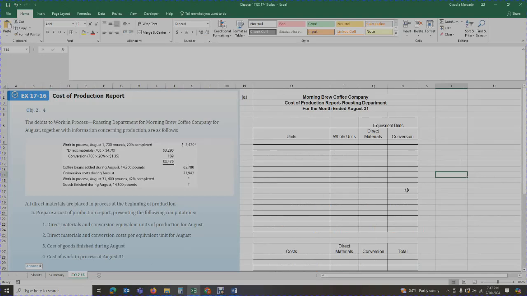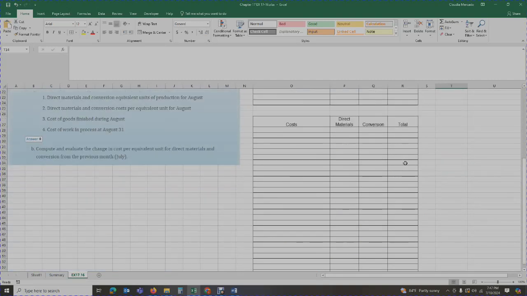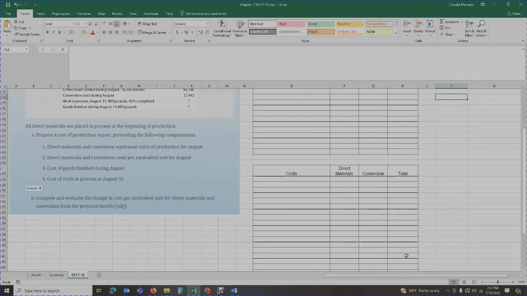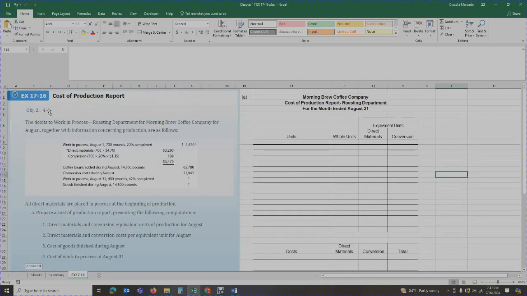So the cost of production report is broken out into two sections. The first section deals with the units, the second section deals with cost. So let's look at the data. We are dealing with the roasting department for a Morning Brew Coffee Company.